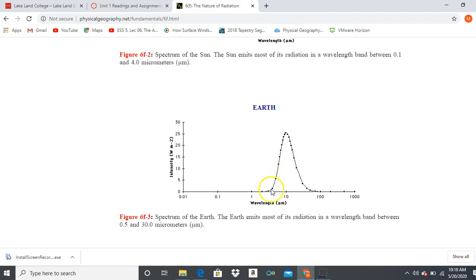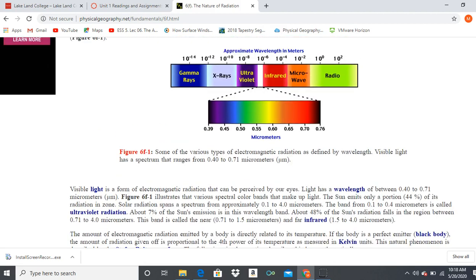Now when we look at the Earth, you can see that the Earth is primarily emitting its radiation at about 10 micrometer. If you go back to this chart, 10 micrometer puts you in the infrared wavelength range. So here's 0.7, and 10 micrometer puts you in the infrared, and that's heat.